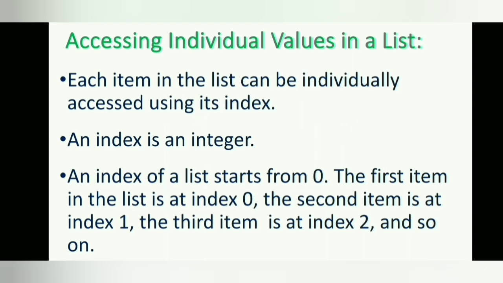Indexing. Accessing individual values in a list. What is an index? Each item in the list can be individually accessed using its index. An index is an integer. An index of a list starts from 0. The first item in the list is at index 0. The second item is at index 1. The third item is at index 2, and so on.